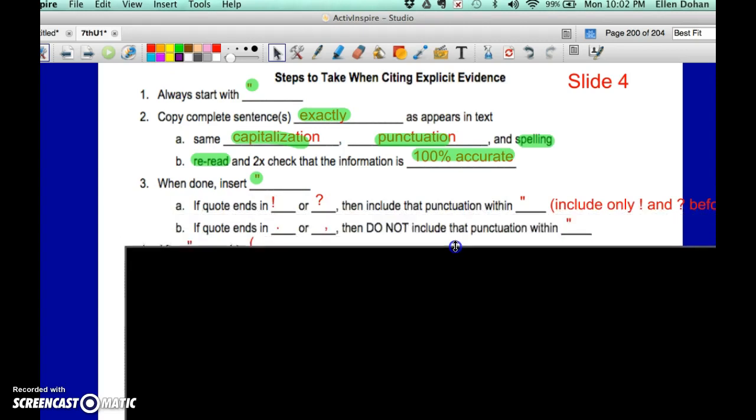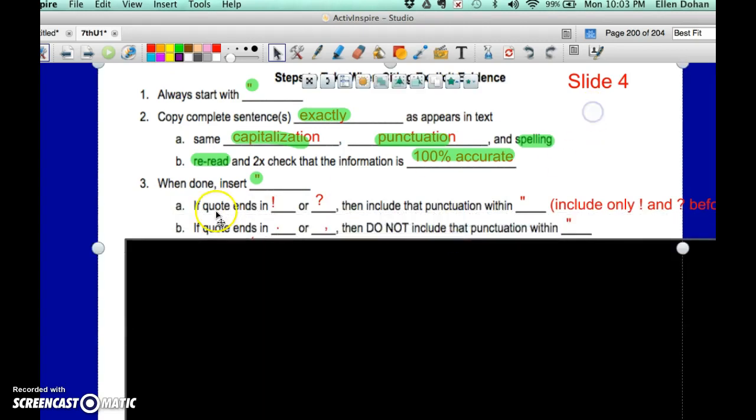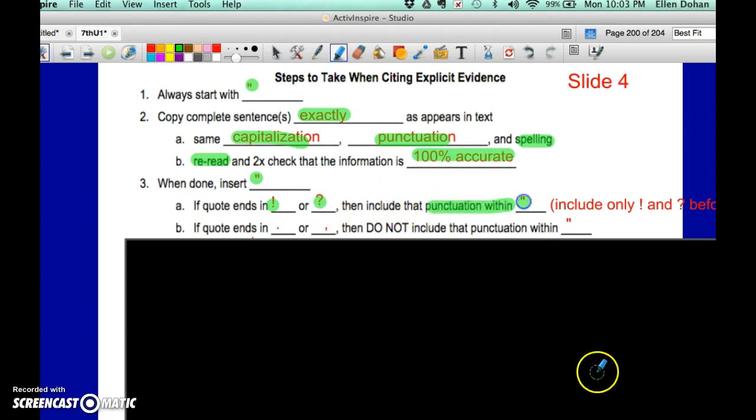So, adding a little piece. If your quote ends in an exclamation point or a question mark, then you do include that punctuation within the quotation marks. So we include only an exclamation point and a question mark before the ending quotation marks. If, however, your quote ends in a period or a comma, then you don't include that punctuation within the quotation marks. And that ending period will just appear at the very, very end.